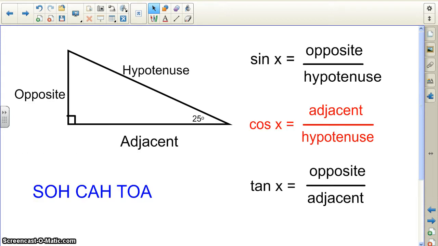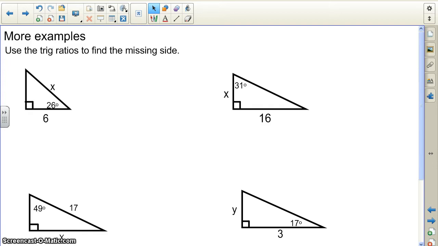Your three trig ratios. Your sine is your opposite over hypotenuse, cosine is adjacent over hypotenuse, tangent is opposite over adjacent. The better you get and the easier that you remember those different formulas, the faster it's going to be for you to solve problems. It's also going to allow you to choose the different equations faster, which makes solving the problems a little bit easier. Okay. All right, so let's look at some examples.